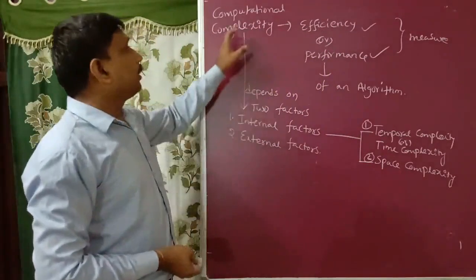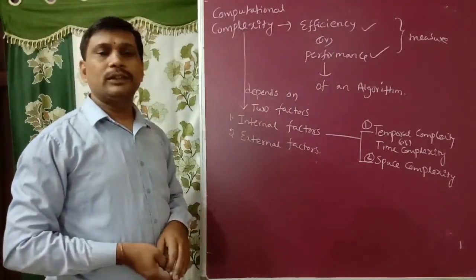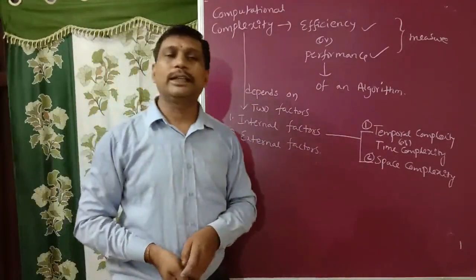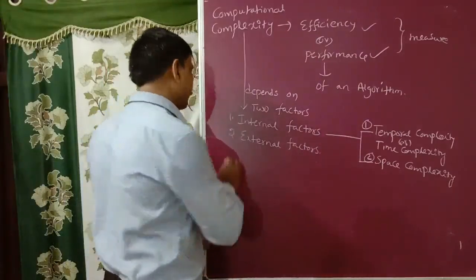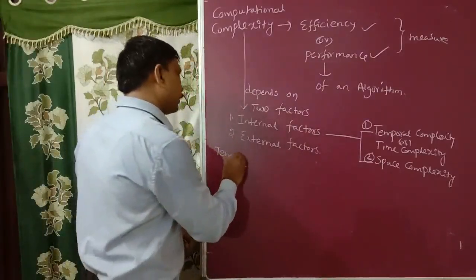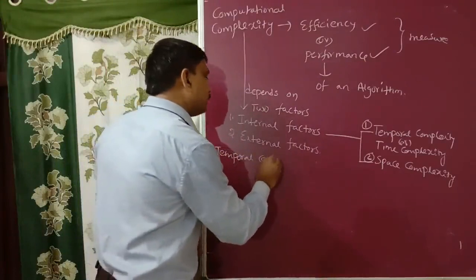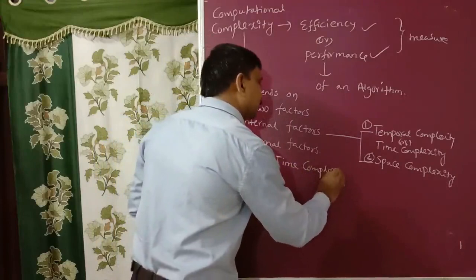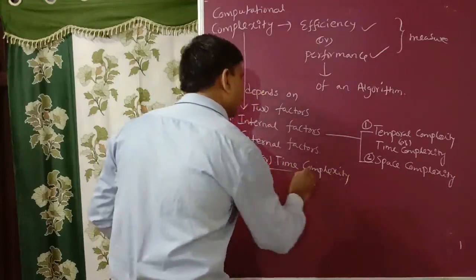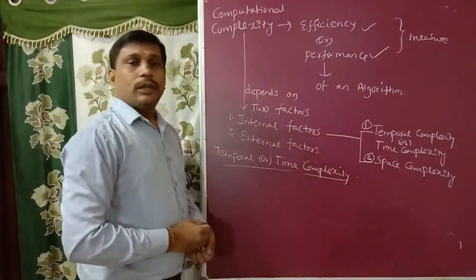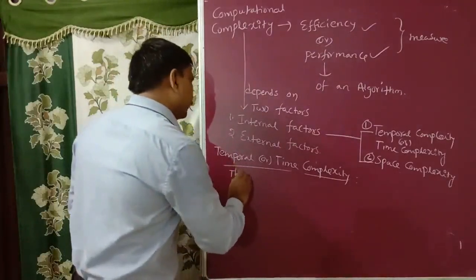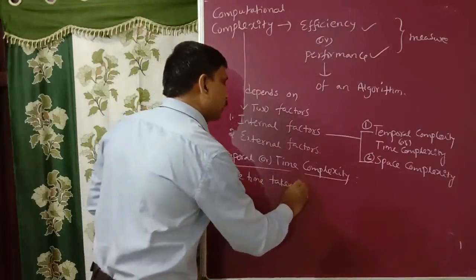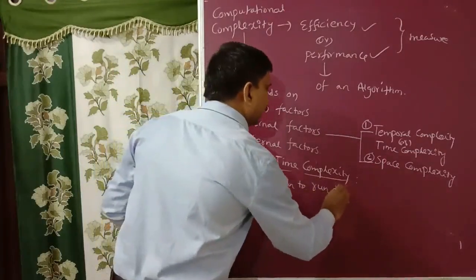First we discuss what is meant by temporal complexity and space complexity. Temporal or time complexity means the time taken to run the program.